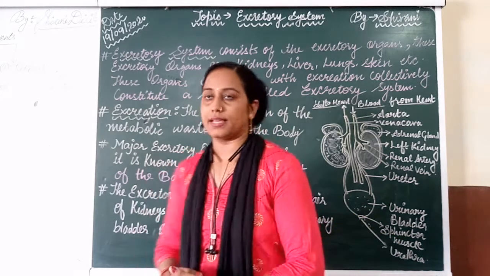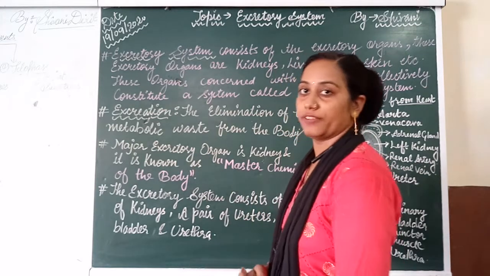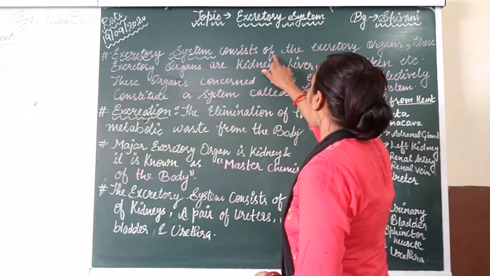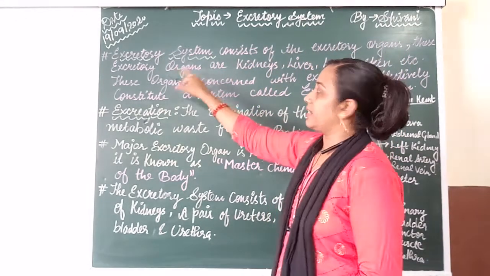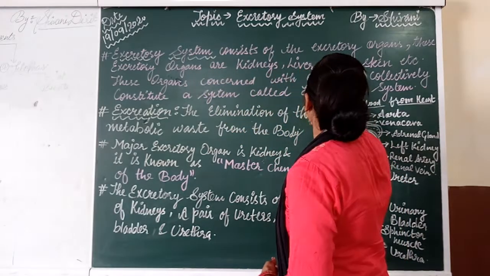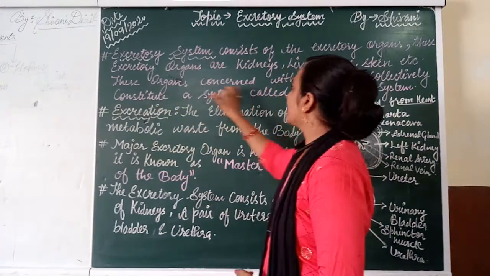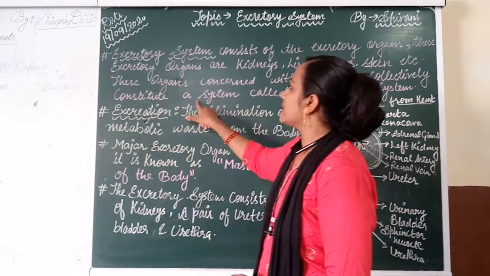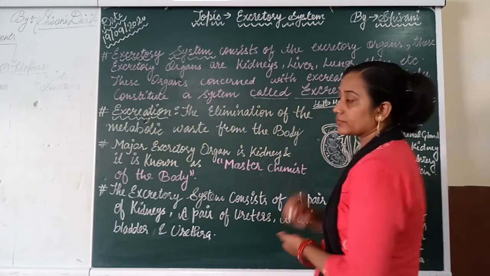So let us start. First of all, we will understand the definition of the excretory system. The excretory system consists of the excretory organs. These excretory organs are kidneys, liver, lungs and skin, etc. These organs concerned with excretion collectively constitute a system that is called the excretory system.